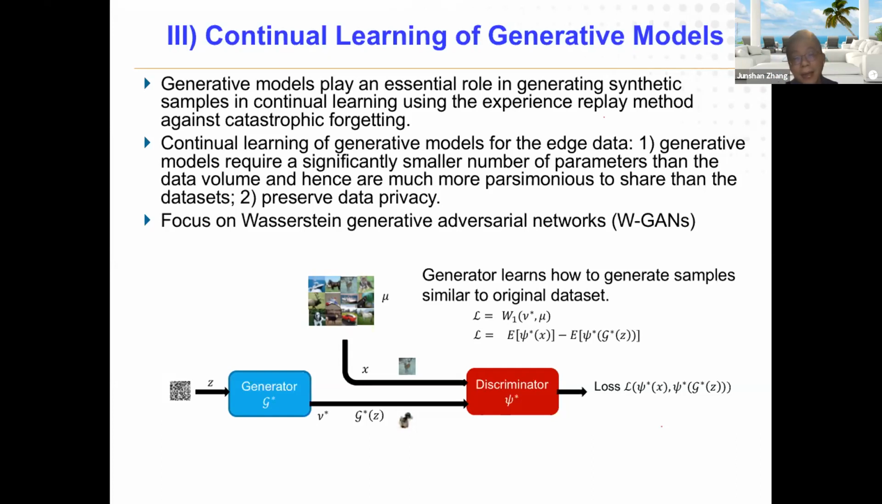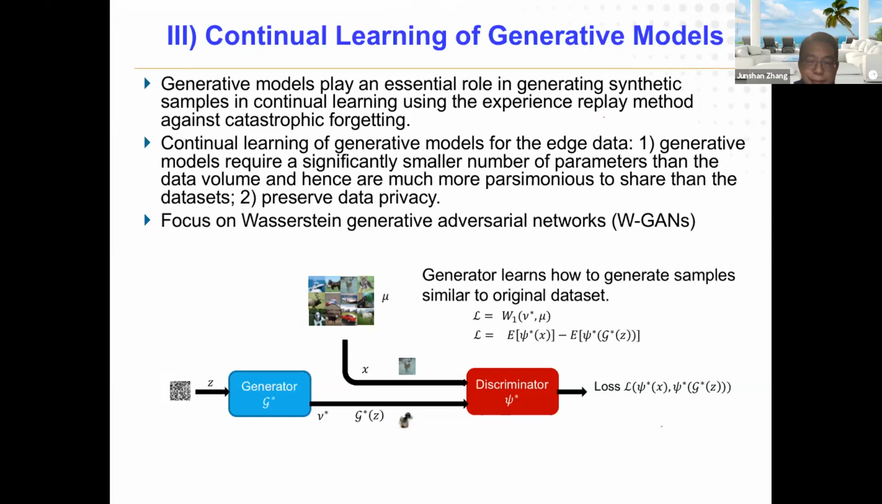How do we get synthetic data samples? We need to have a generative model. This is why the generative model plays a very important role in continual edge learning, or in continual learning in general. Now in this problem, we want to study continual edge learning of generative models. So how do we do it?